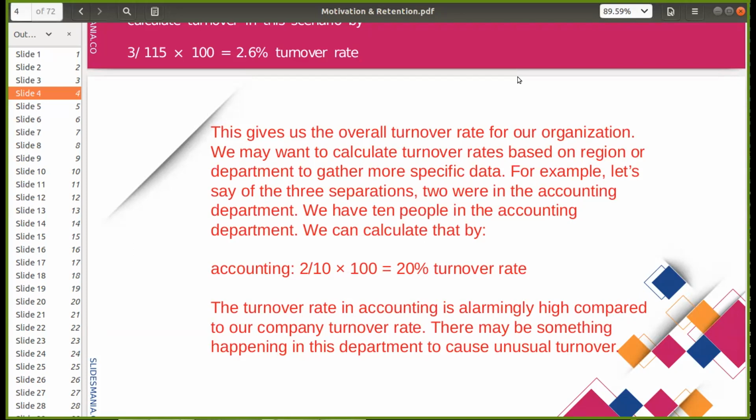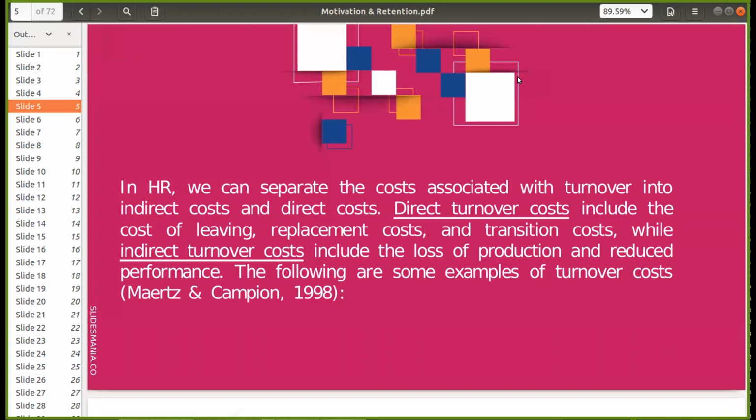So that means the turnover rate in accounting department is alarmingly high compared to the overall company's turnover rate. So ibig sabihin, there may be something happening in this department to cause unusual turnover. Okay? So in HR, they separate the costs associated with turnover into indirect and direct costs.